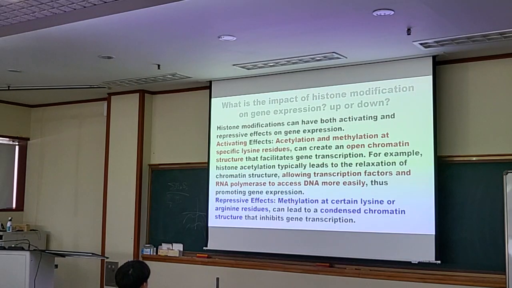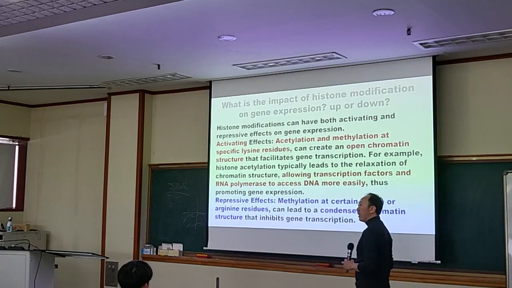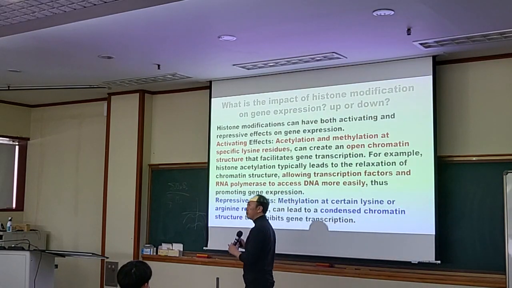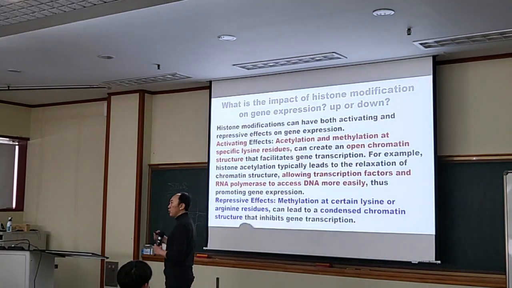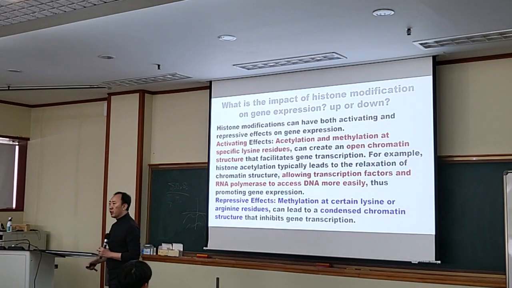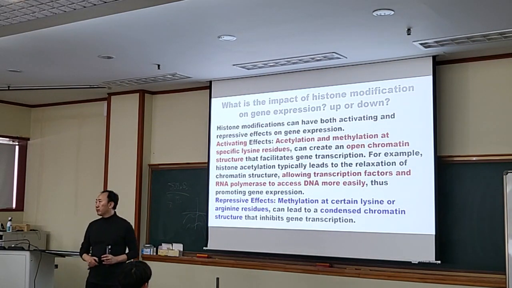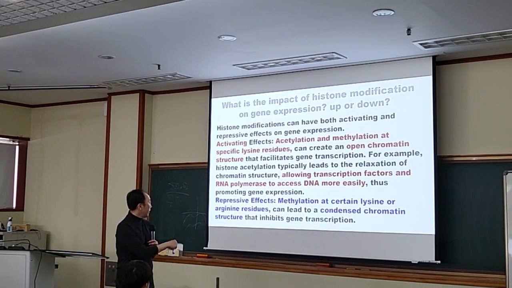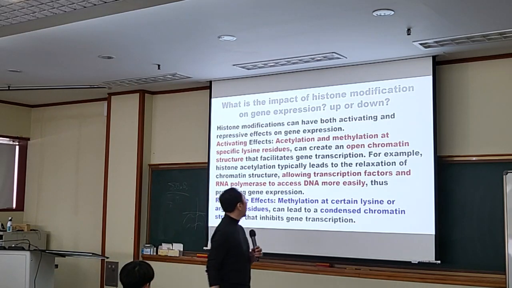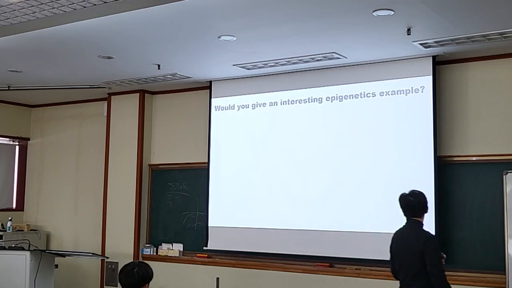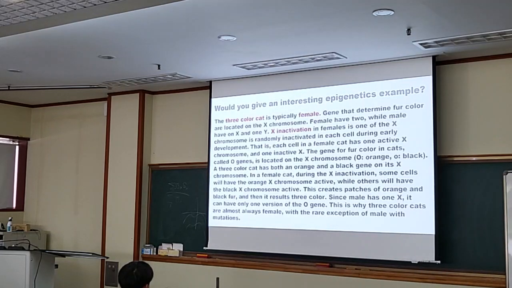Okay, so this is the summary for histone modification. Acetylation is clear: adding acetyl group activates euchromatin and increases gene expression. Deacetylation is the opposite. For others, it's a mixed effect. Methylation or others have mixed effects. One of those examples that we heard about is the X inactivation.